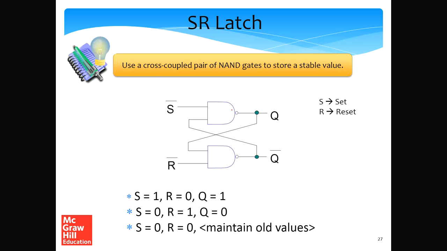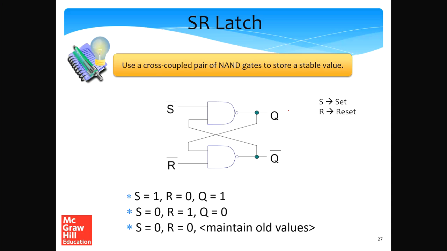So what does set mean? Set means set the value of the output, which in this case is Q, to 1, and R means reset. Reset means set Q to 0. The SR latch has two inputs, which are the complement of S and the complement of R. There are two outputs: one output is Q and the other is the complement of Q. In a sense, it's a single output but available in its normal form as well as its complemented form.